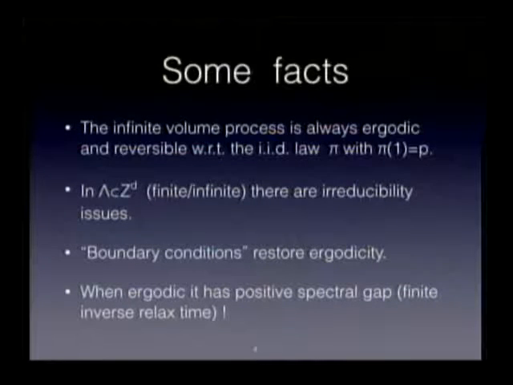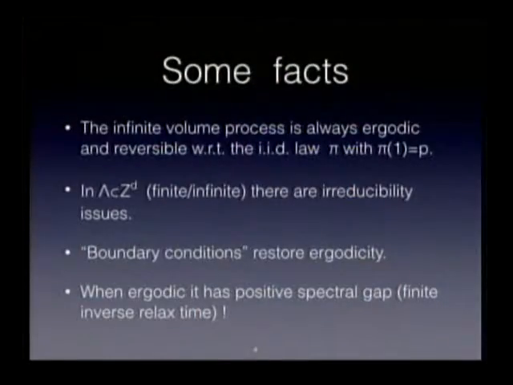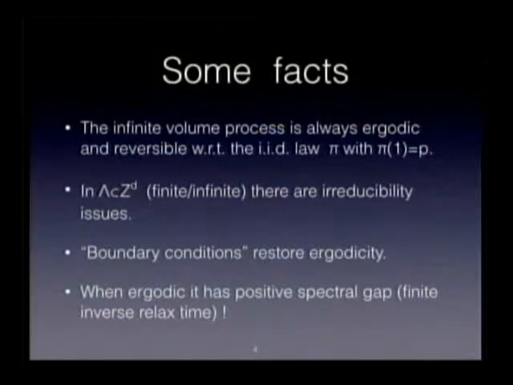So if you work not directly in infinite volume but in a finite region, which could be either a finite region or a subset of the infinite lattice, there are of course irreducibility problems, because for example in a finite region if you start with only ones, then nobody is able to move. So you need some places where it's possible to inject zeros in the configuration and start the dynamics. This problem is solved, for example, using boundary conditions that I will describe in the next slide. So boundary conditions, if suitable, restore ergodicity.